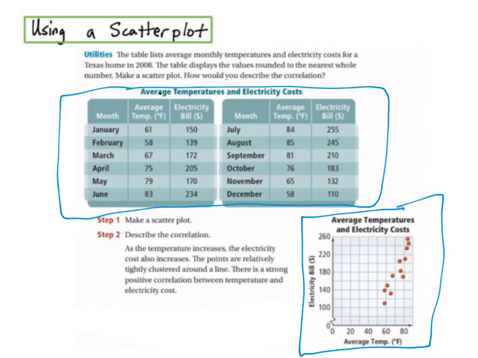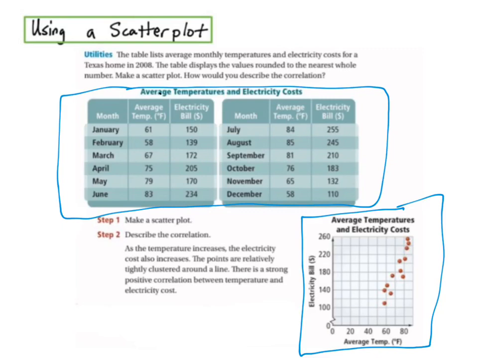And so looking at this particular scatter plot, it's fairly straightforward that as the temperature increases, the electricity costs also increase. And since the points are also fairly tightly clustered together, we can say that this has a strong positive correlation. So there's a strong positive correlation between temperature and electricity cost.